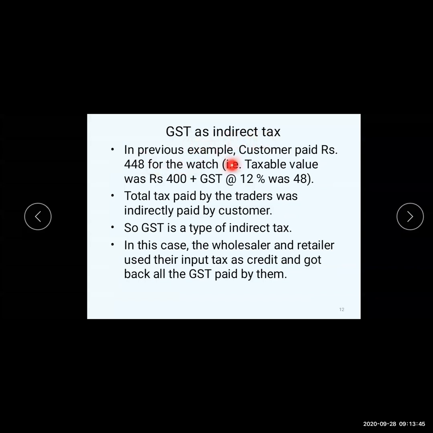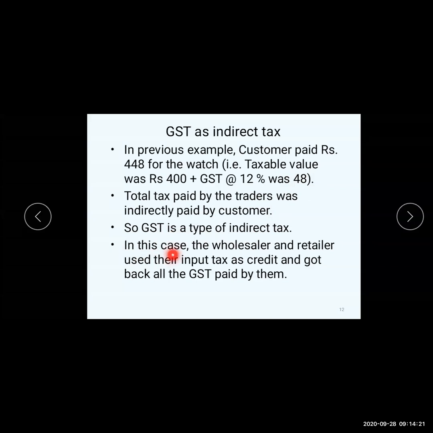In the previous example, the customer paid rupees 448 for the watch. That is, the taxable value was rupees 400 plus GST 12%, which was 48. Now the total tax paid by the traders was indirectly paid by the customer. So the total tax of 48 rupees was paid by the customer to the government. So GST is a type of indirect tax.